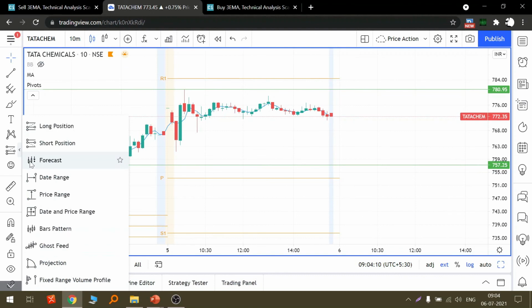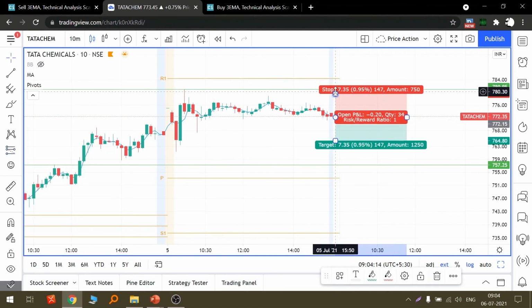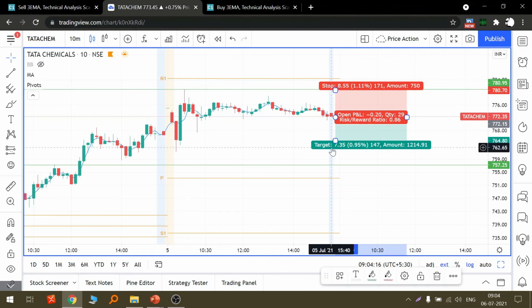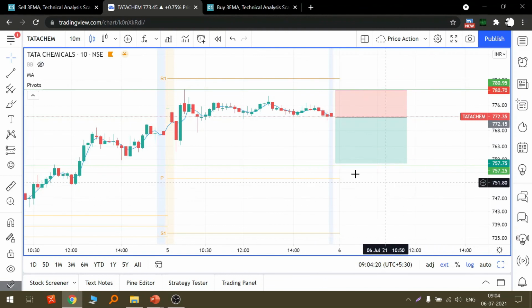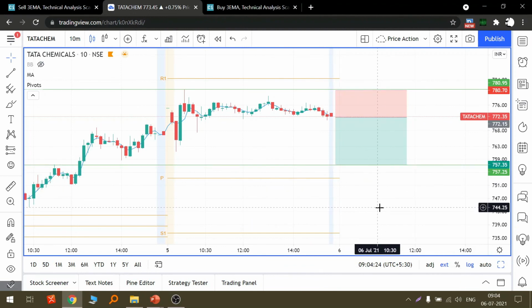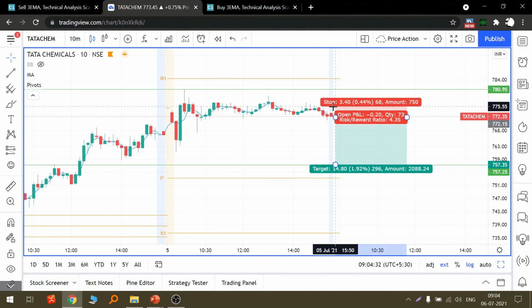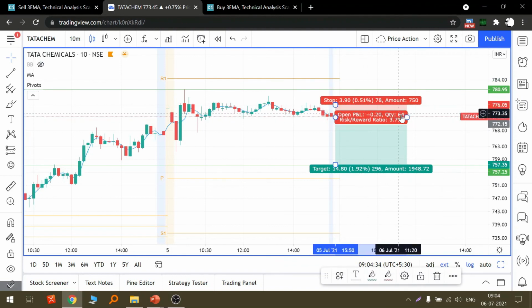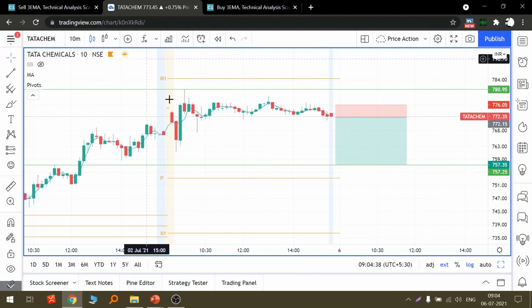So if you see, it's a short trade. So once we get a candle, if we choose the candle, we will be having a good risk reward ratio. But let's wait for it to open.